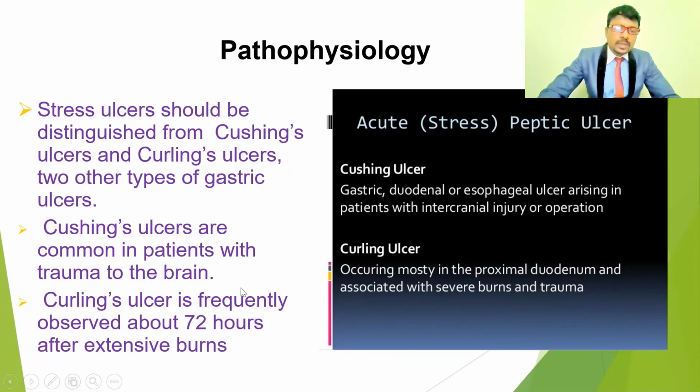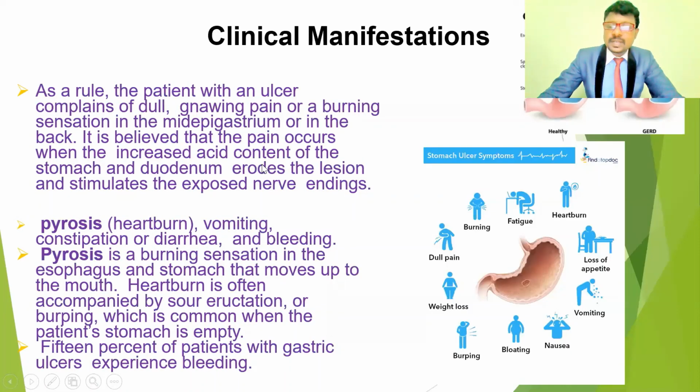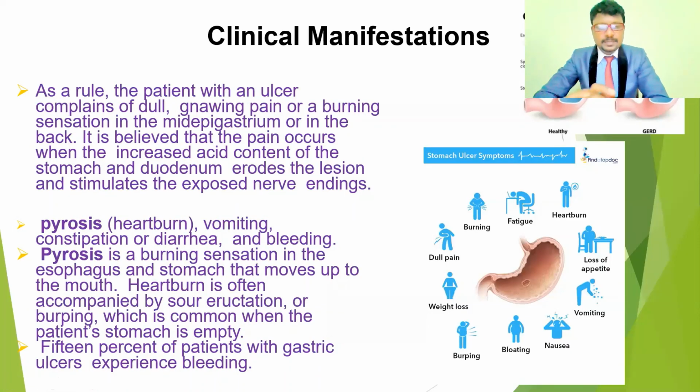Curling ulcers are frequently observed about 20 to 72 hours after extensive burns. If anybody is exposed to burns, these Curling ulcers may develop after that time. So these are the pathophysiological changes of peptic ulcers.